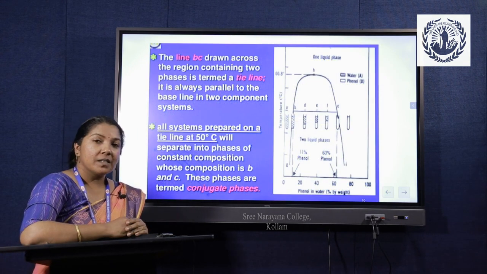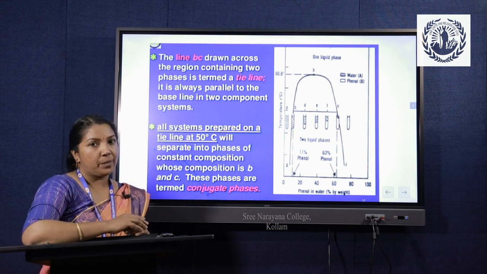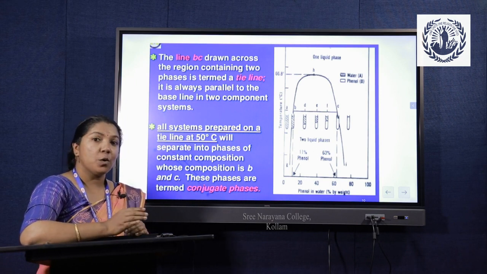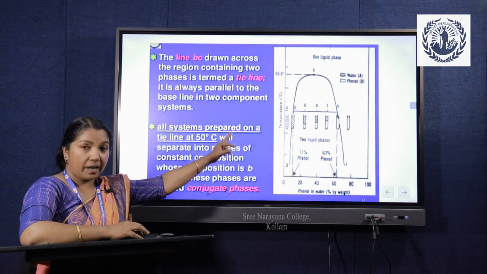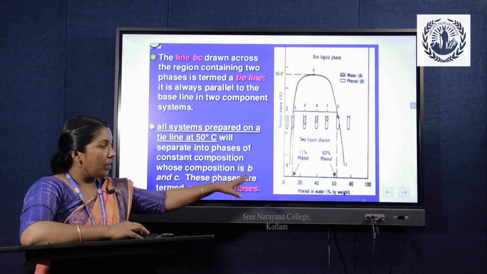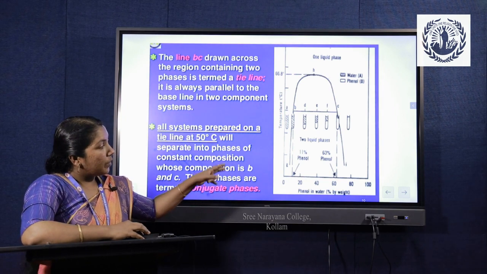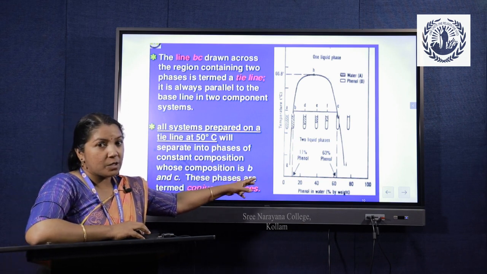Here we are discussing the first category, that is, miscibility increases with the increase of temperature. As I have told, the example is the phenol water system. Here you can see a graph in which temperature is plotted on the y-axis and the percentage of phenol is plotted on the x-axis. You can see a curve starting from the initial percentage of phenol.